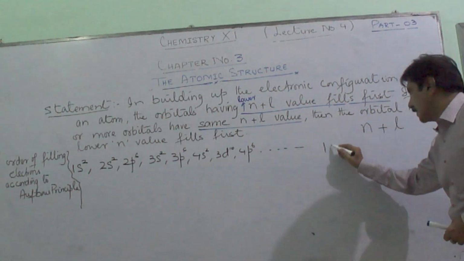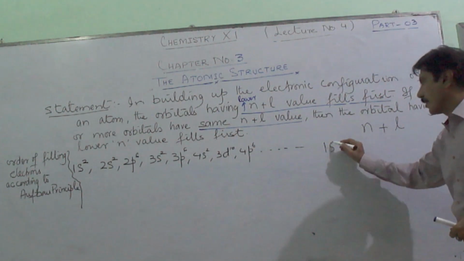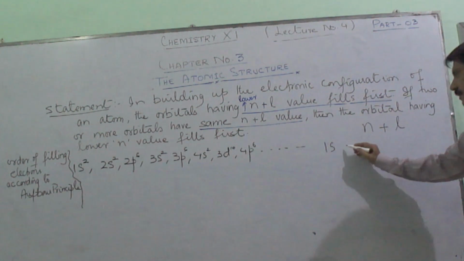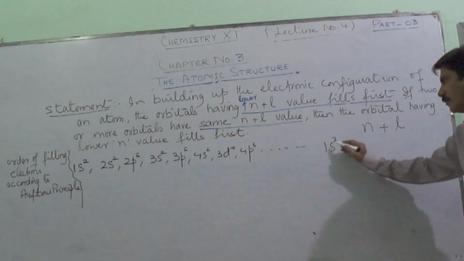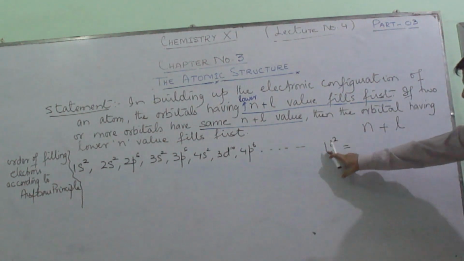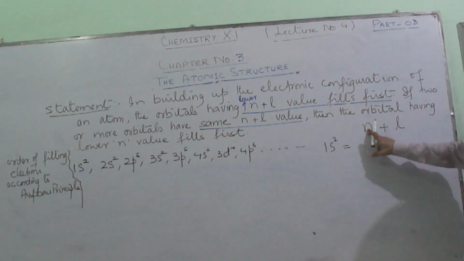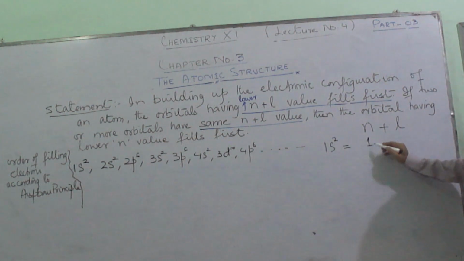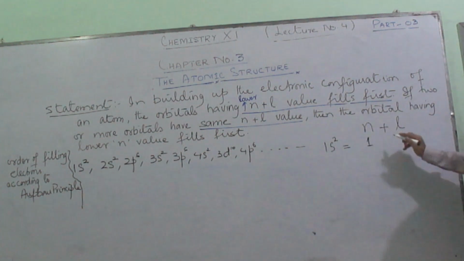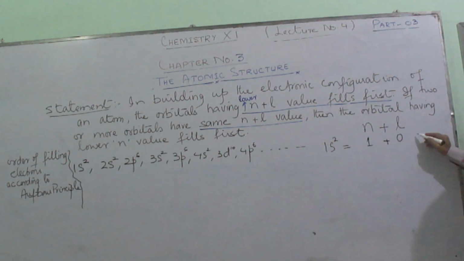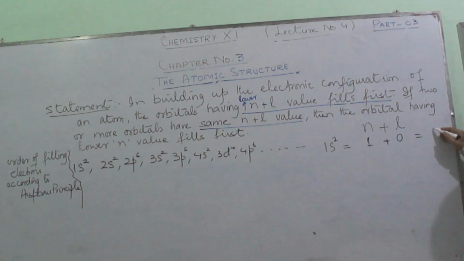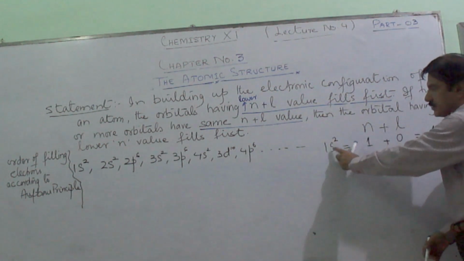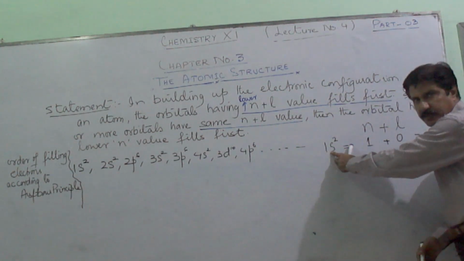First, the two electrons were filled in the 1s orbital. Why? Two electrons entered in the 1s orbital because for the 1s orbital the value of principal quantum number is 1, while for the s orbital the azimuthal quantum number is taken as 0. So 1 plus 0 makes the sum of n plus l value as 1, which is the lowest value. So for the lowest n plus l value, first two electrons were given to the 1s orbital.